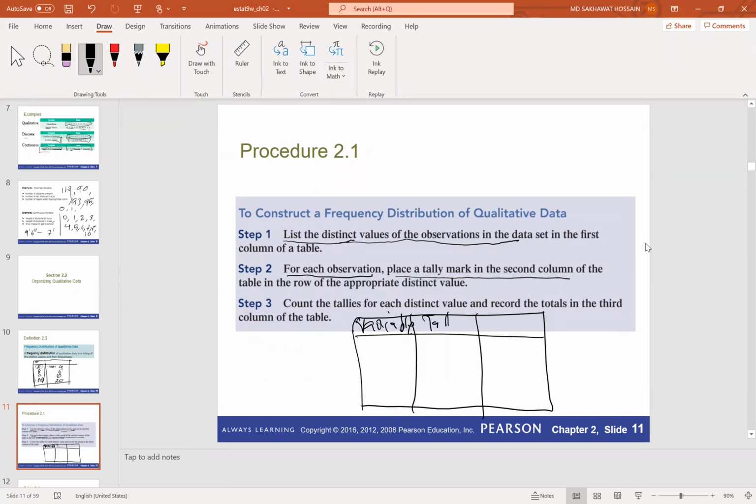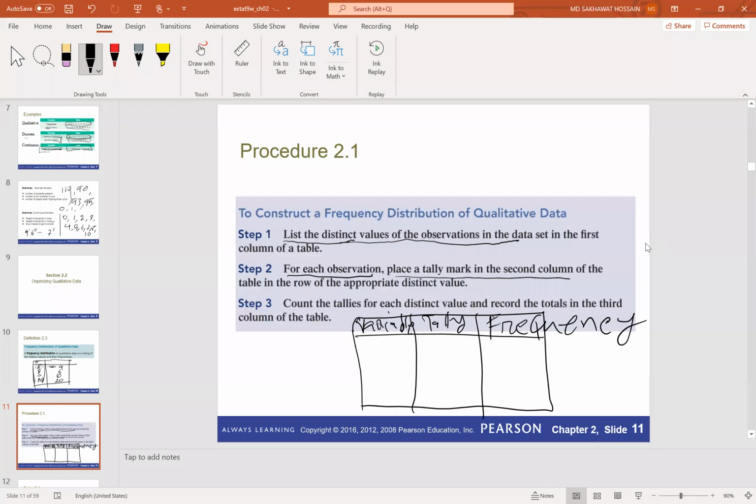Then this is the tally mark. Then it will be the frequency. So this is the frequency distribution, or frequency table, for the qualitative data.